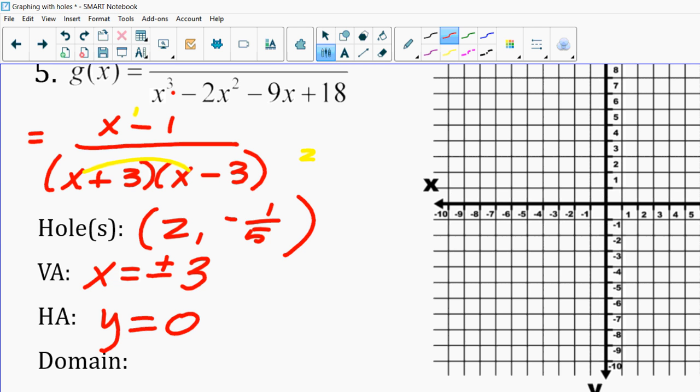Now let's put in everything we've got. We've got a hole at 2, negative 1/5. We've got a vertical asymptote at x equals 3. We've got a vertical asymptote at x equals negative 3. We've got a horizontal asymptote at y equals 0. And that's what we've got.